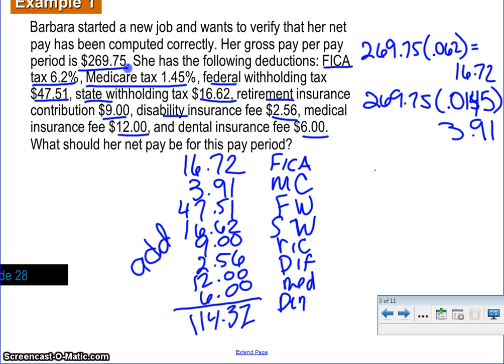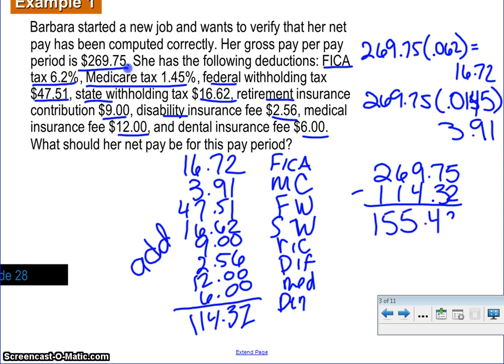We're going to go ahead and take that $269.75 that is her gross paycheck each week, and we're going to subtract the amount of deductions, which was the $114.32. And we find that each week her net pay, meaning her pay after taxes and deductions, is $155.43.